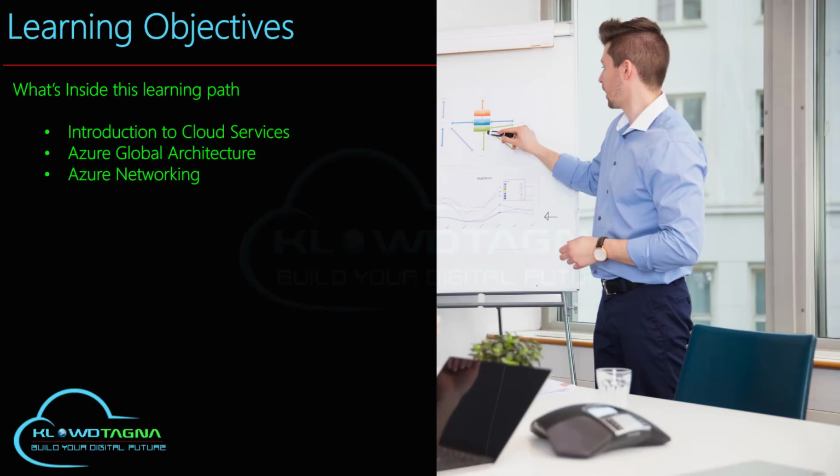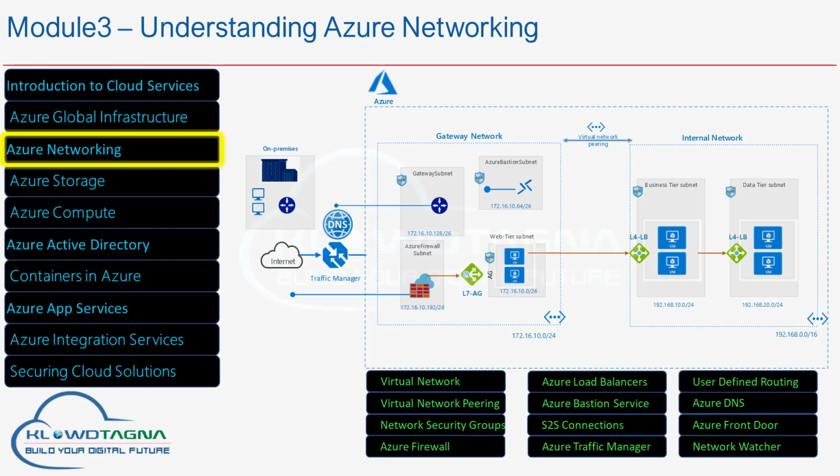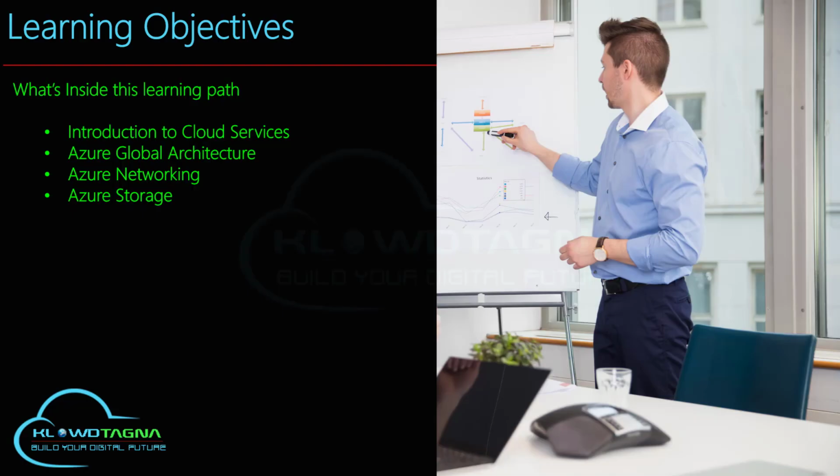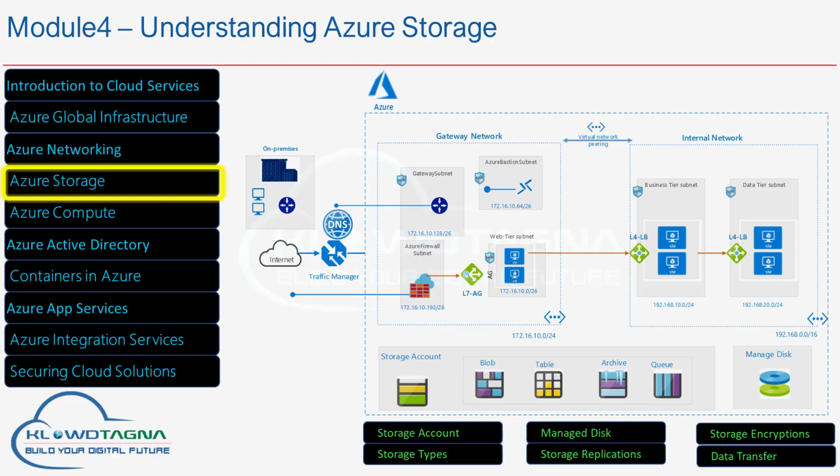And the third module, we are going to talk more on the networking components such as virtual network, firewalls, network security group, and how to establish the site-to-site connectivity between your on-premise and the Azure data center. Fourth module, we will talk more on the Azure storage services. So we will try to understand the various storage components like blob storage, queue storage, managed disk, and also we will talk from the replications and the encryption standpoint.